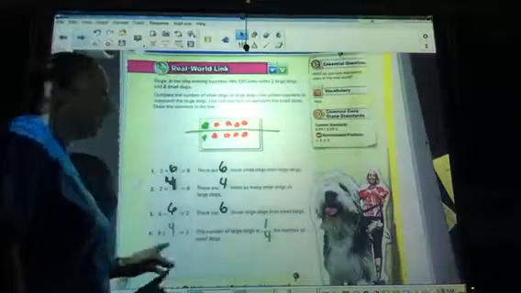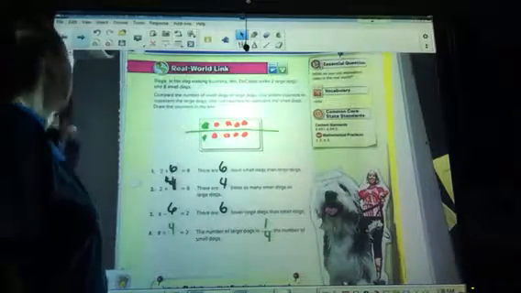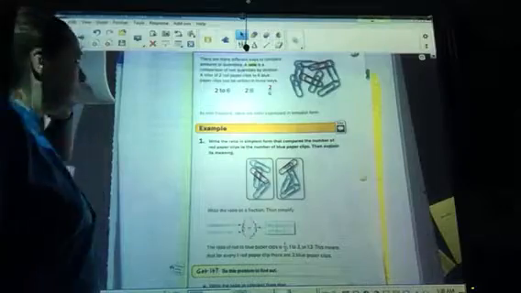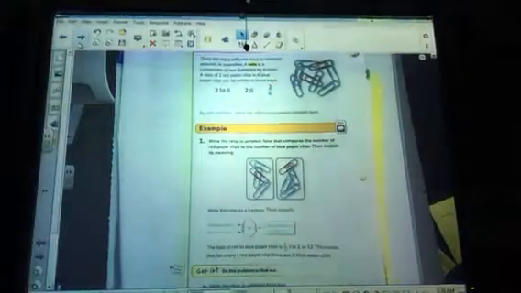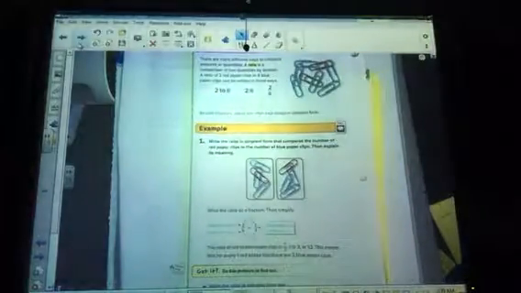Make sure you have this down. You should have been able to follow right along with me. I'm going to move on to the next page. All right, so now we're talking about ratios, and we talked a little bit about this last week. There's different ways to compare amounts and quantities.